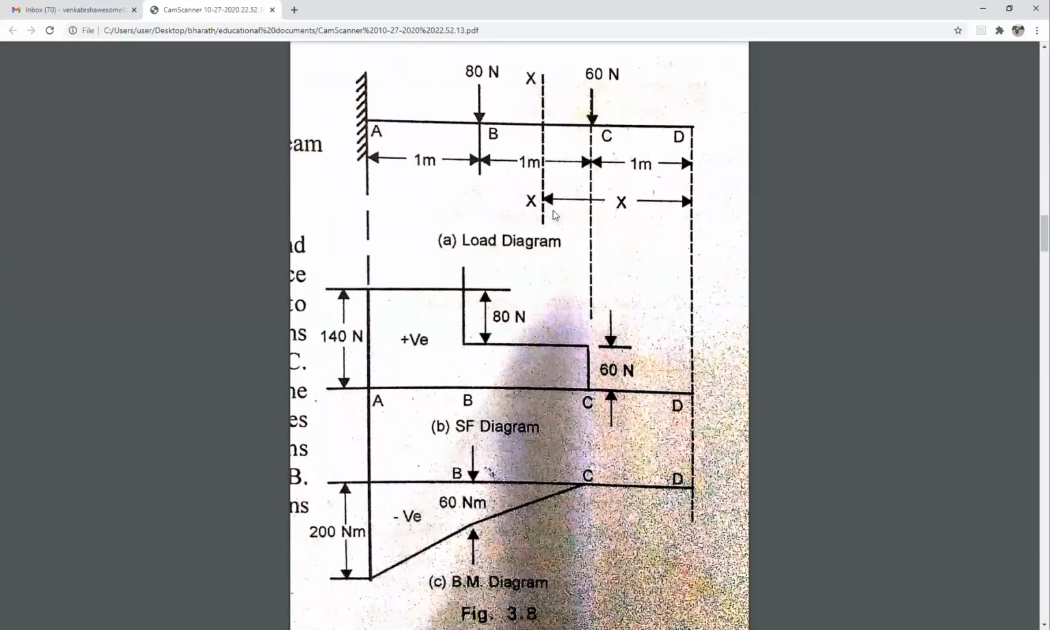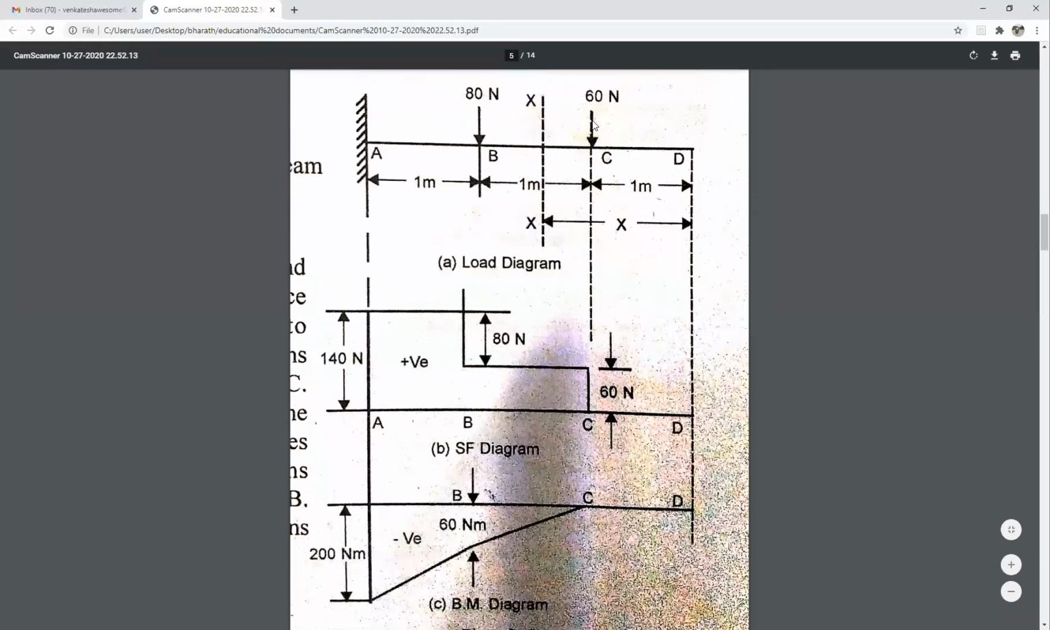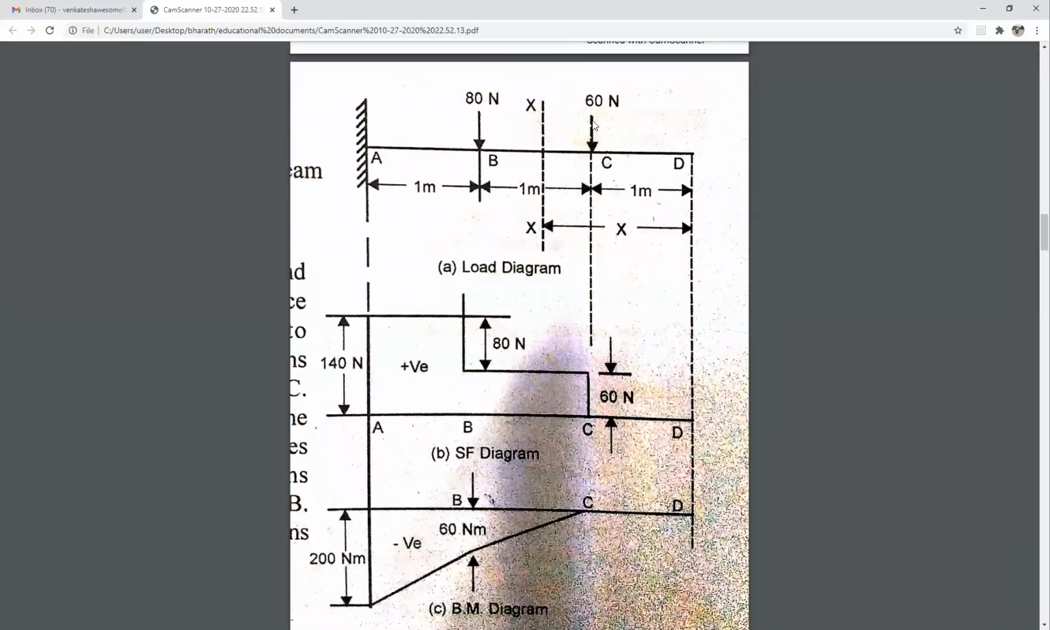Let us see one more problem regarding a cantilever beam. So here this is the force diagram. Whenever a system of forces is acting on a body, which is represented by a diagram, we can call it a force diagram. Here also, A, B, C, D. At the point D, we don't have any loads. We will have the loads only at the points B and C.